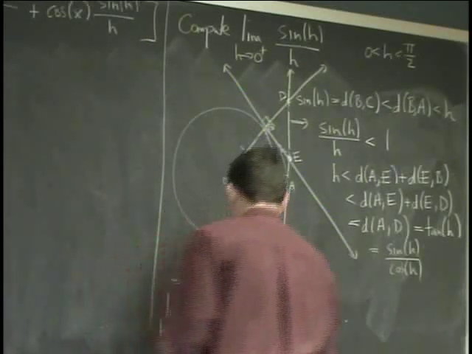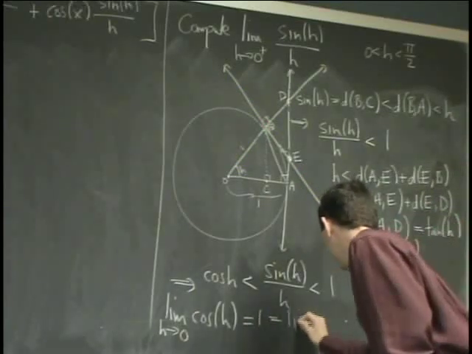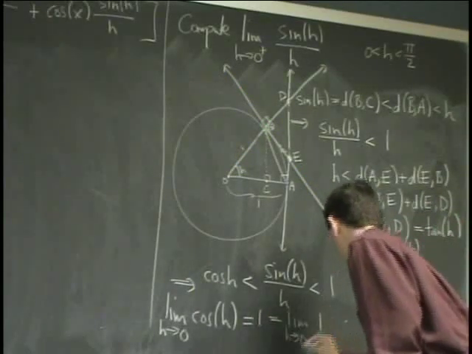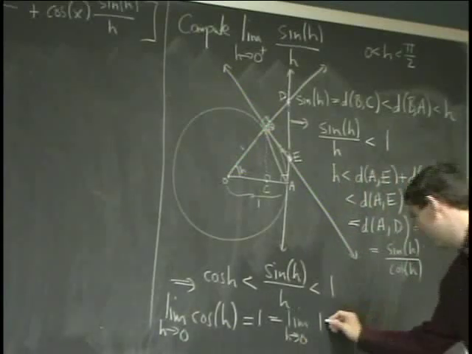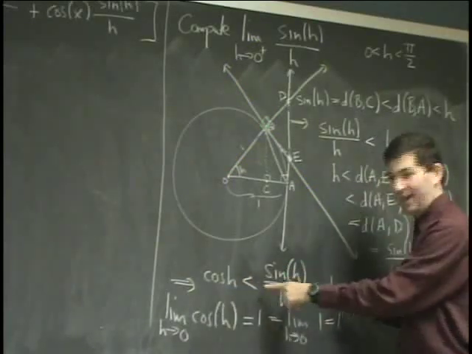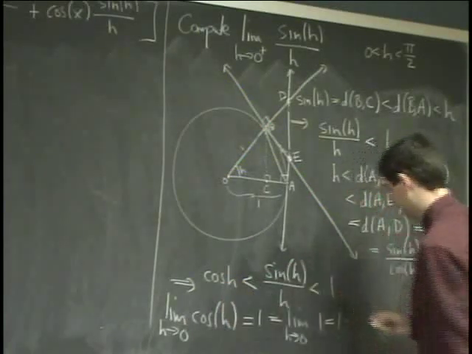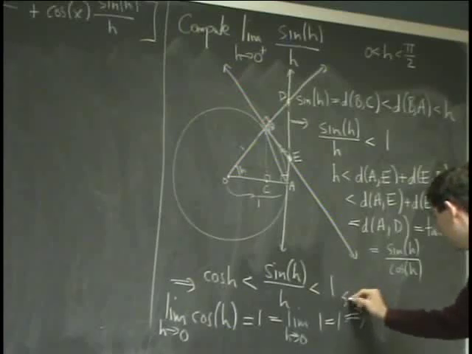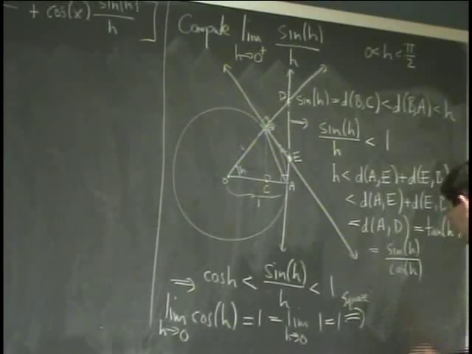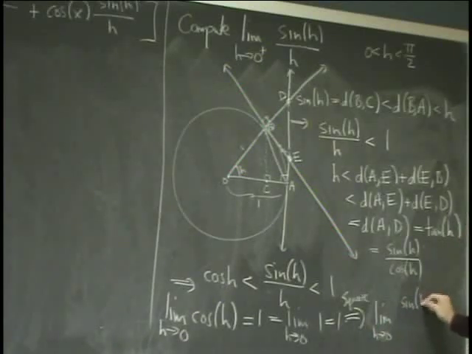Well, what's the limit as h goes to 0 of cosine of h? It's 1. And what's the limit as h goes to 0 of 1? 1. Aha. So I have two functions which bound my middle function, and as h goes to 0, these functions both go to 1. What does the squeeze theorem tell us then? Squeeze theorem says now we know that the limit as h goes to 0 of sine of h over h has to also be 1.